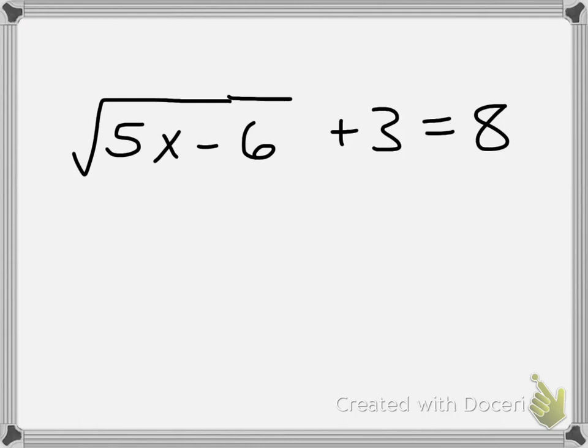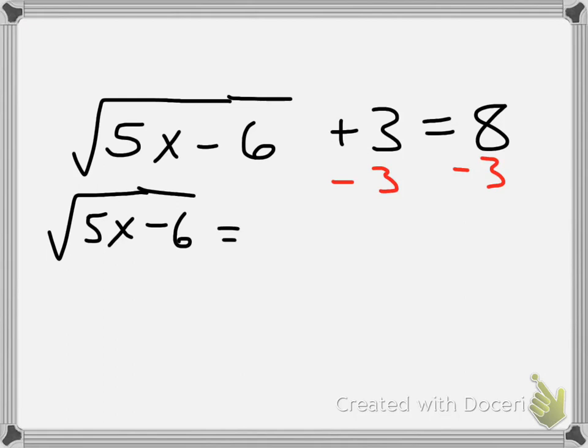Let's see another example. In this case, I'm still solving for the variable, and I'm going to do so by isolating my radical. In this case, I have my radical and a 3 on one side of the equation. Again, I want just my radical, so I'm going to move the 3, which means I will subtract it from both sides. Now I have the square root of 5x minus 6 equals 5.